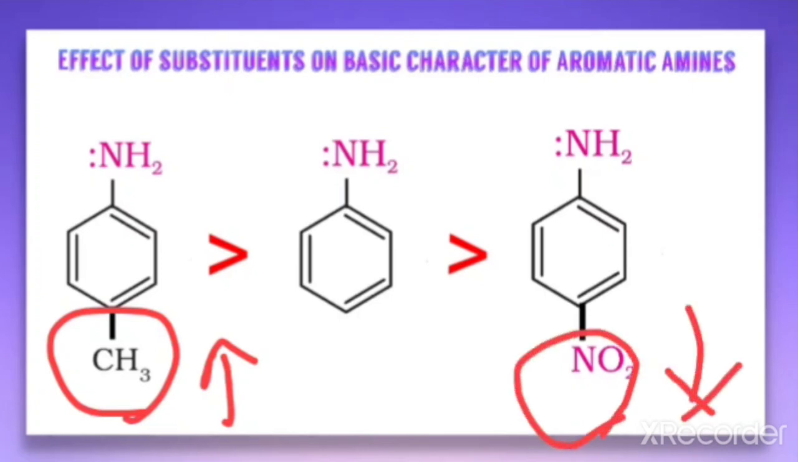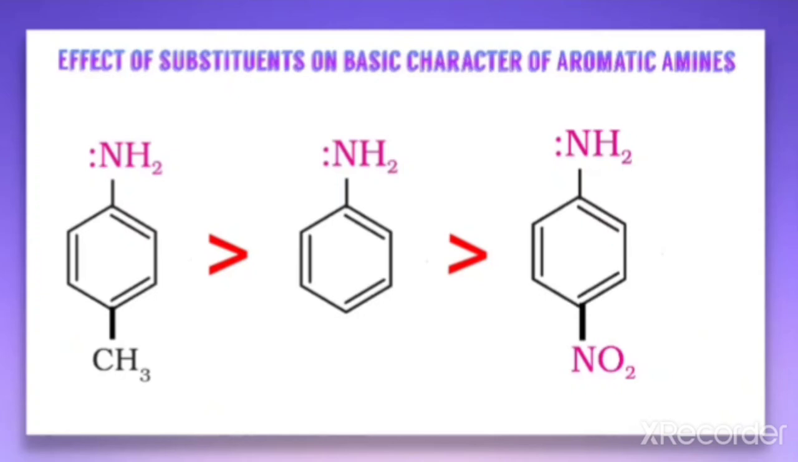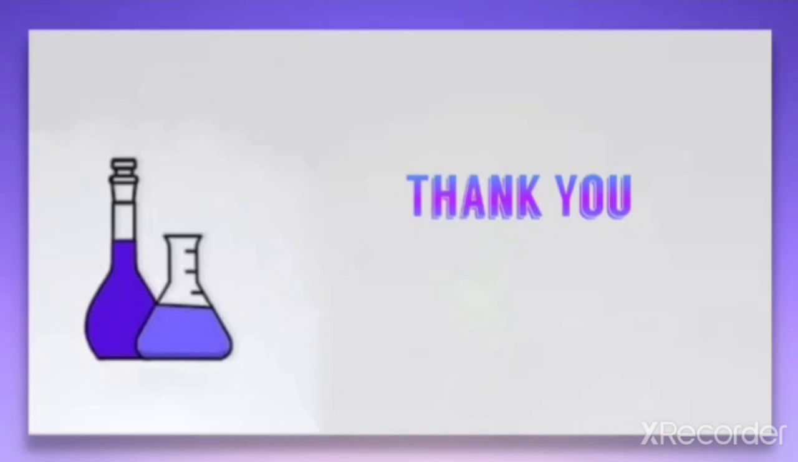So the presence of an electron withdrawing group decreases the basic strength. Because of this reason, we can say that the electron donating group attached to aniline shows greater basic character than the electron withdrawing group attached to the benzene ring of aniline. So this is all we have discussed about the basic character of aniline and the amines.